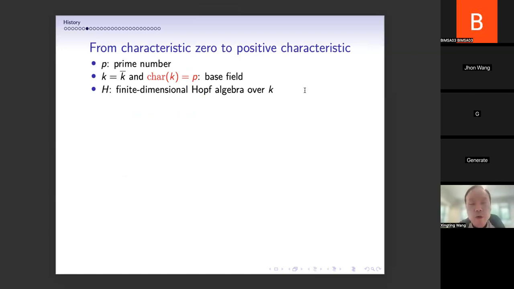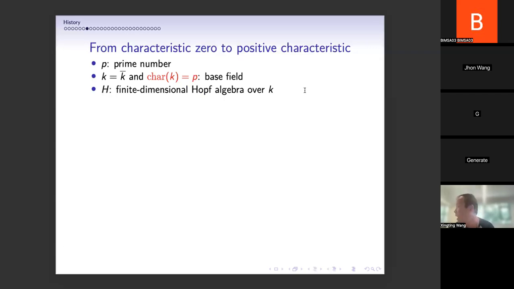Then we move to another story. That's the main topic today. So now we want to do a similar thing, but we are trying to change the characteristic from 0 to P. Now, one thing we should be aware of is that many things behave quite well in characteristic 0, but become bizarre or weird when moved to positive characteristic.